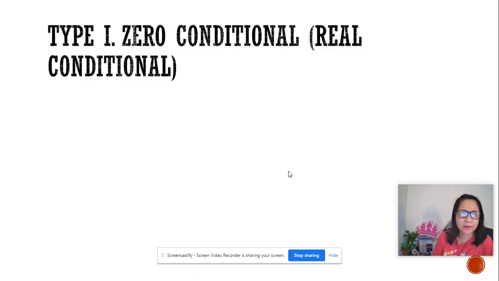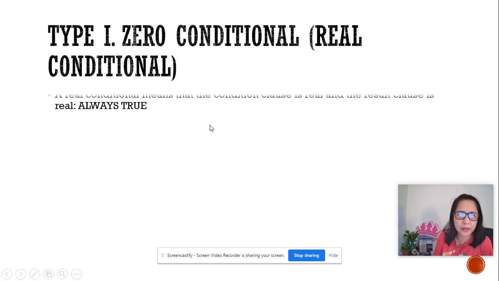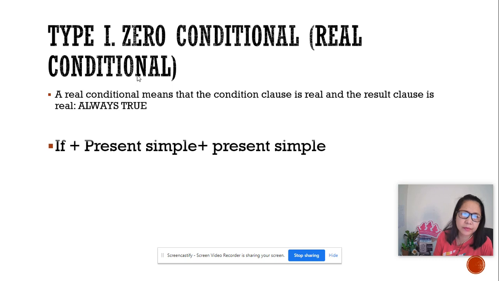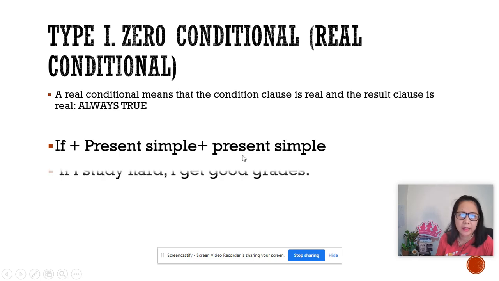Now let's get into the types. The first type is what we call zero conditional. This one is the real conditional, and it means it is always true. It's true for the condition, and the result will also be true. This is formed by having if plus present simple, plus the present simple.